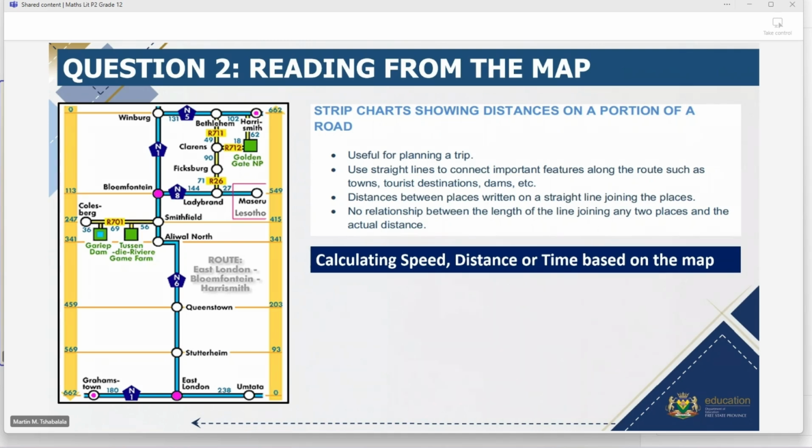So just go and practice this with your teachers. They're still going to touch on them. And there will be a question attached to this strip chart map, again calculating speed, distance, or time based on the map. Remember, I spoke about that.